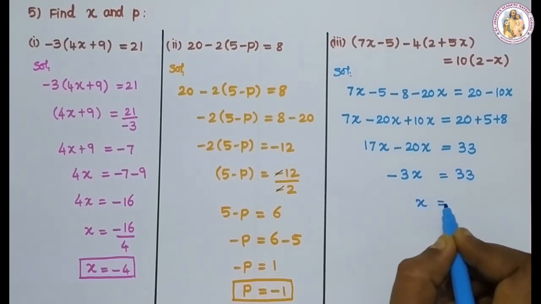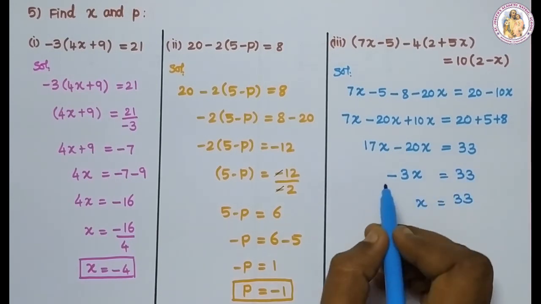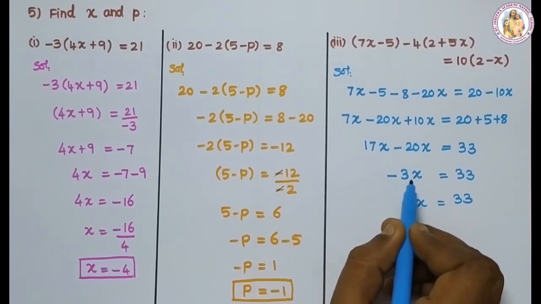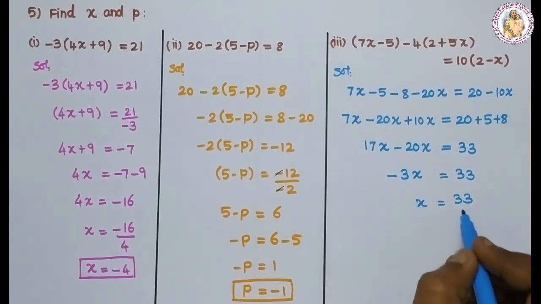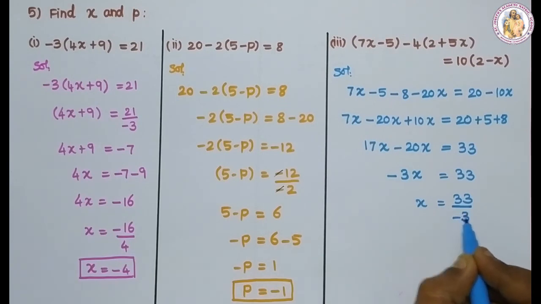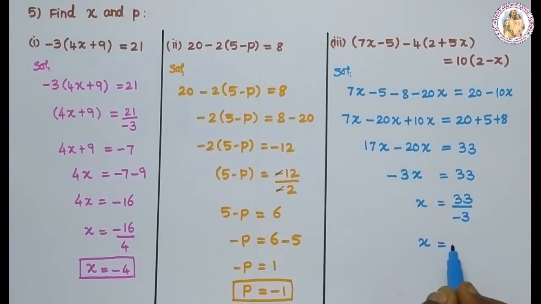So x equal to 33, minus 3 is in multiplication here. Bring this side means division. So x equal to plus divided by minus, minus 33 divided by 3, 11. So x equal to minus 11 is the answer.